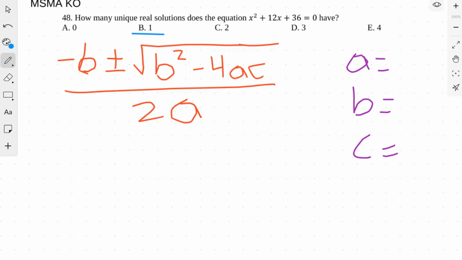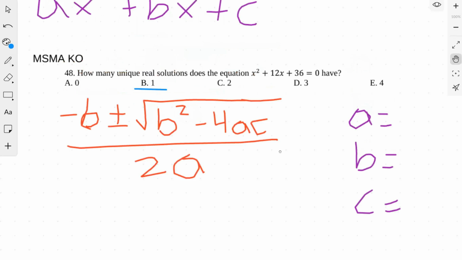So when it asks us for the number of unique real solutions, immediately we should look to the discriminant, which is part of the quadratic formula, which is negative b plus or minus the square root of b squared minus 4ac, all of that over 2a. Now, you might be wondering what a, b, and c are. So I've written that out for you.